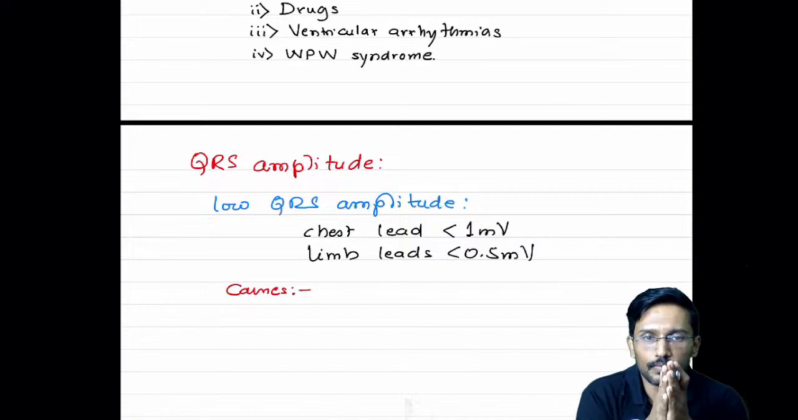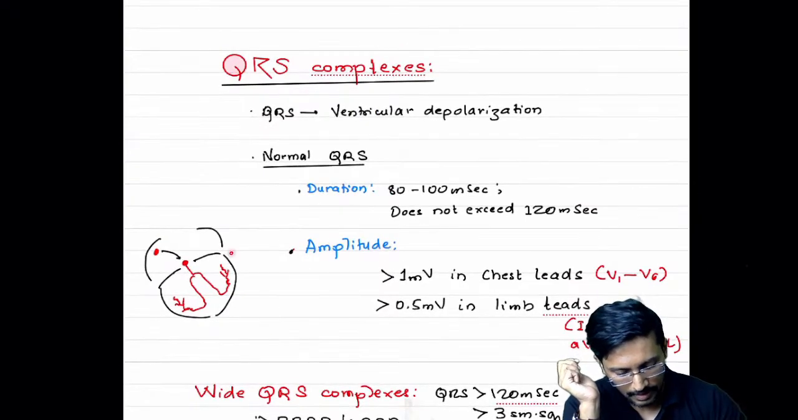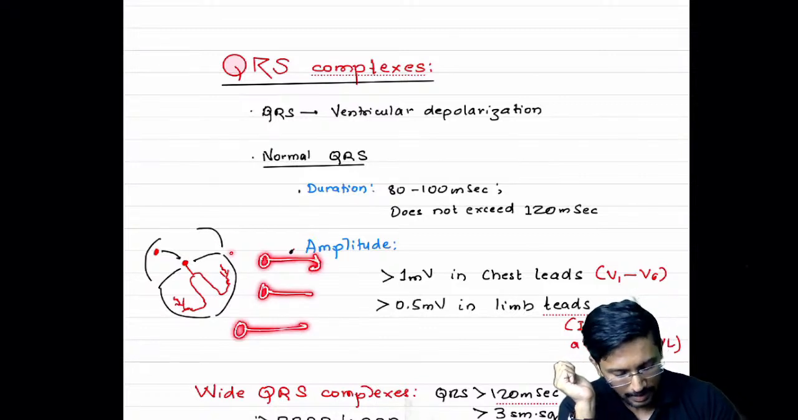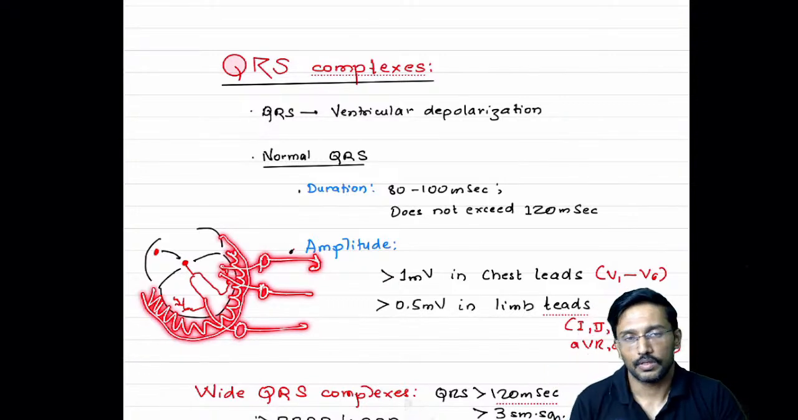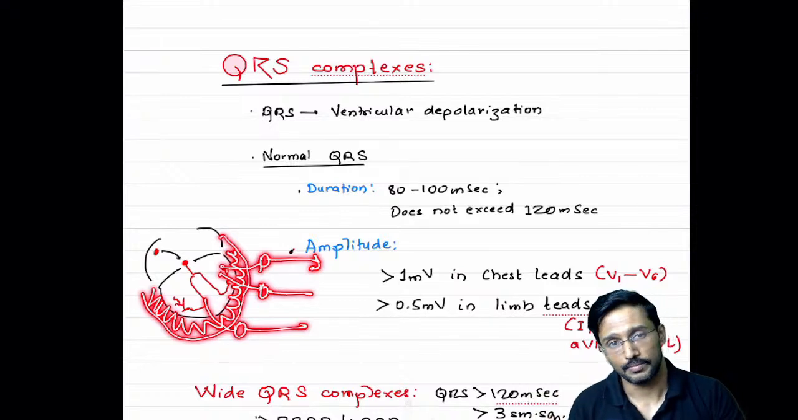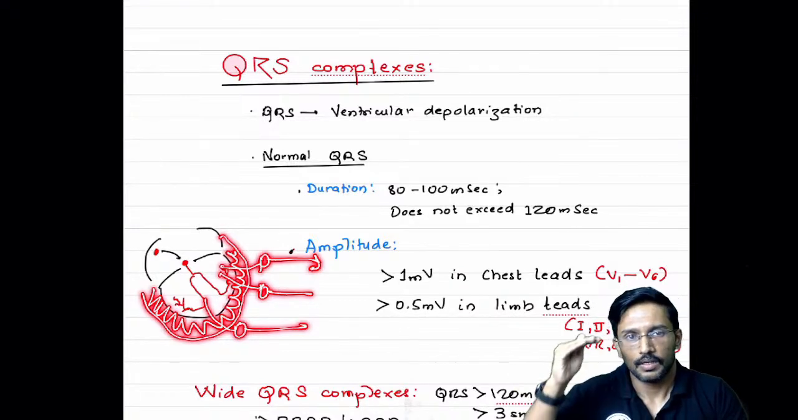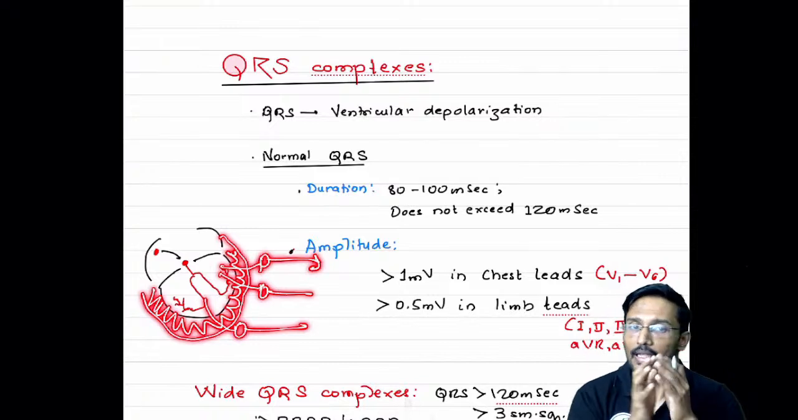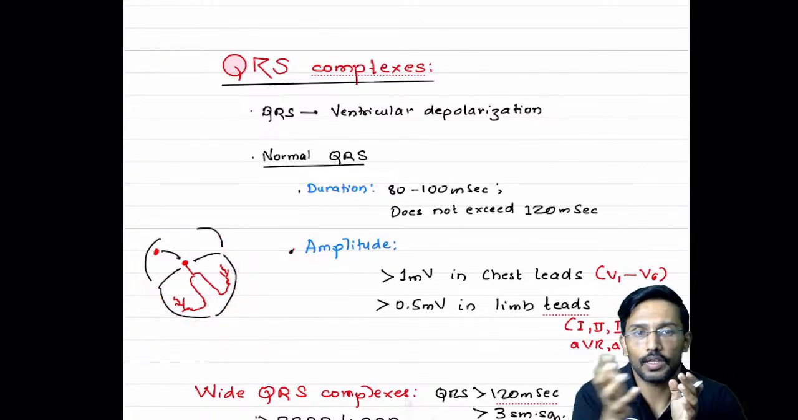Remember, around this heart, this is my heart, I am placing electrodes here and recording its electrical impulse. And if I fill this with fluid, what will happen to the voltage that is reaching my electrodes? It will come down. So if I have pericardial effusion, and for that matter even cardiac tamponade, the voltage will come down. Another condition where I can have low QRS voltage is hypothyroidism.